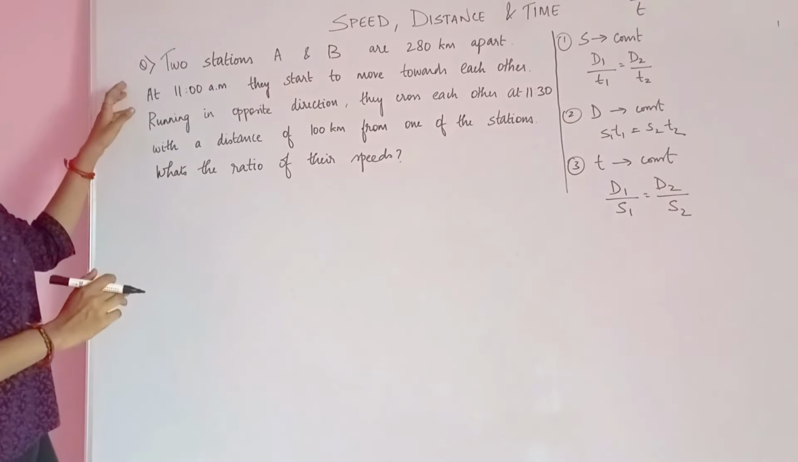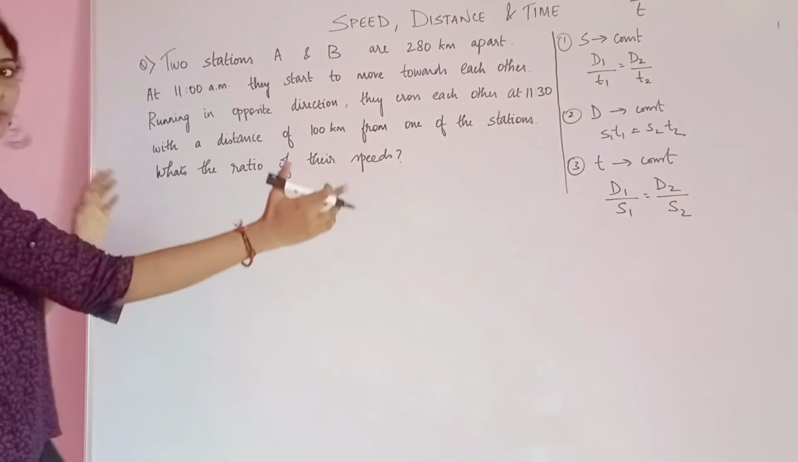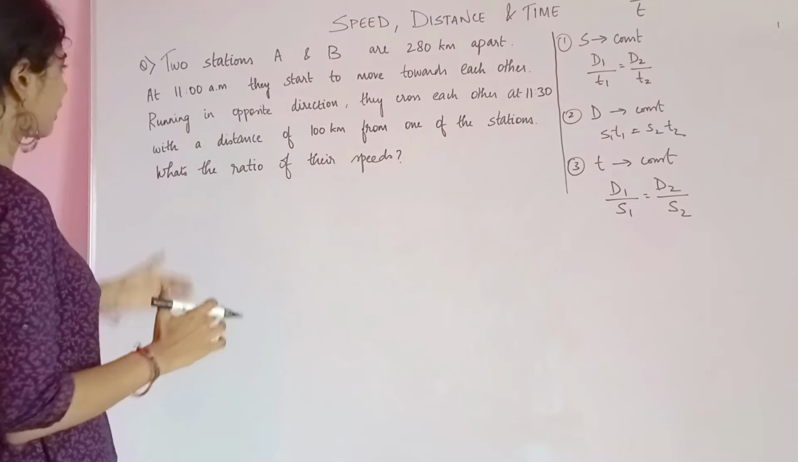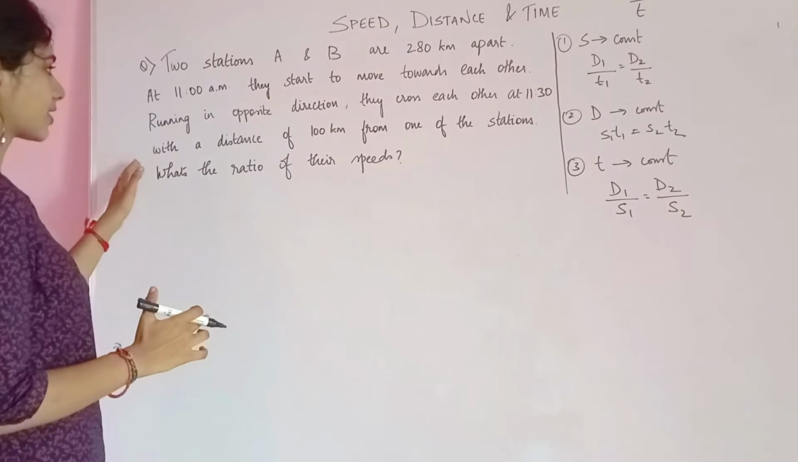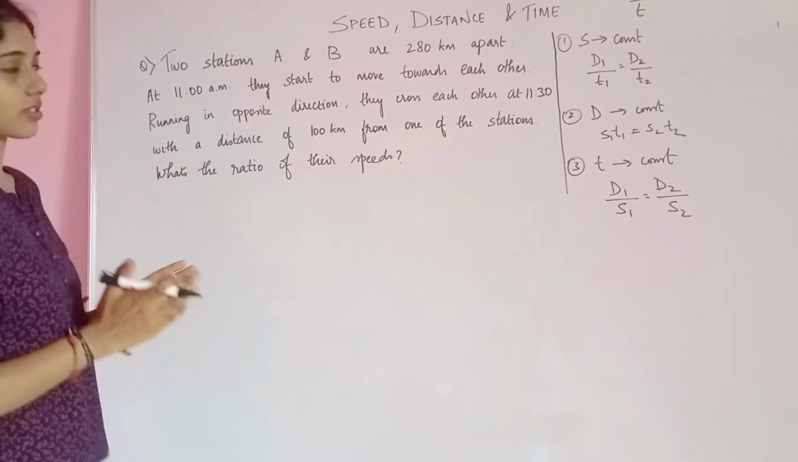So the first question. Let's look at the question. Two stations A and B are 280 kilometers apart. At 11 a.m. they start to move towards each other, running in opposite directions. They cross each other at 11:30 a.m. with a distance of 100 km from one of the stations. What is the ratio of their speeds?